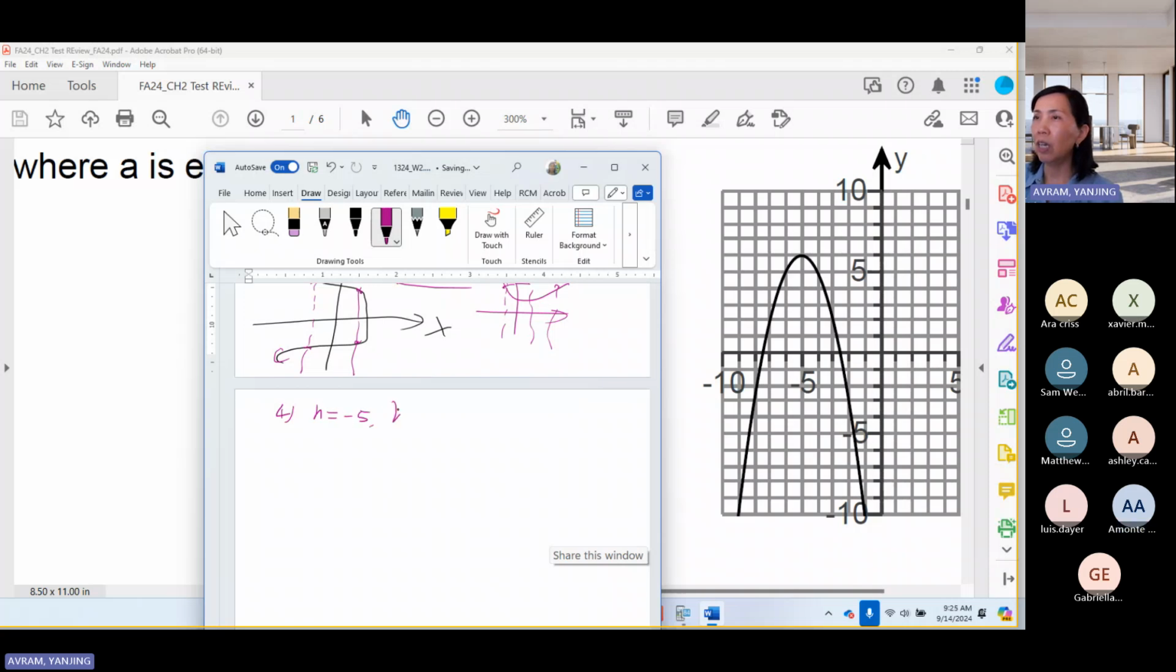K will be what? 6. Okay. And then A is -1, right? It's facing down. So can we plug this whole thing into the formula? My formula here will be A times (X minus H) squared plus K. So what is this formula? This is the vertex formula. Yes.